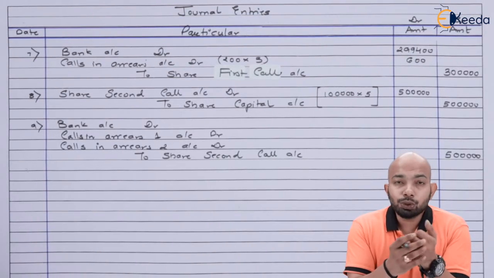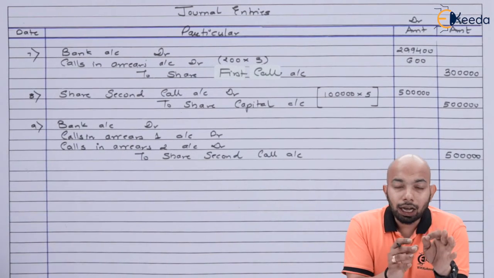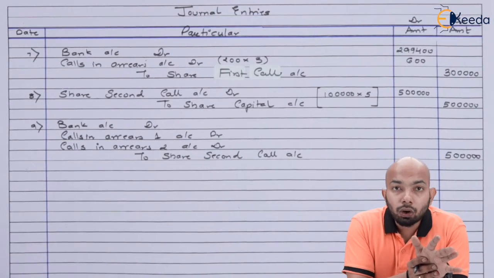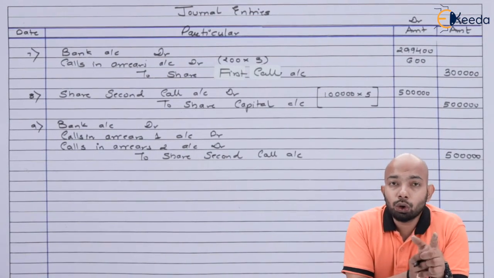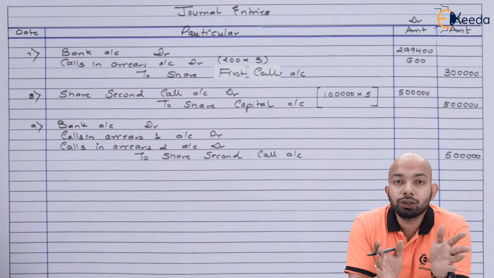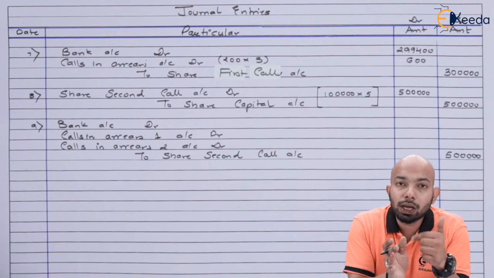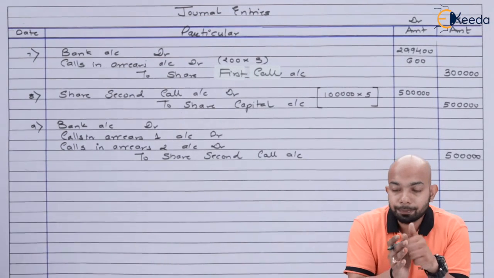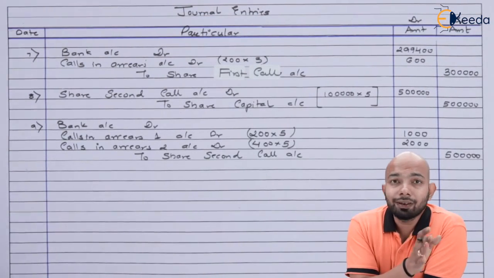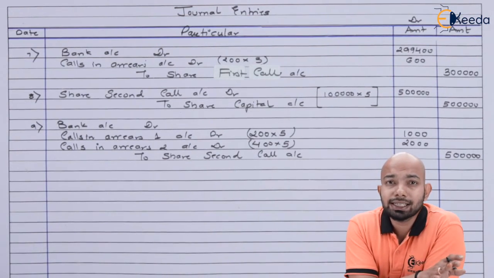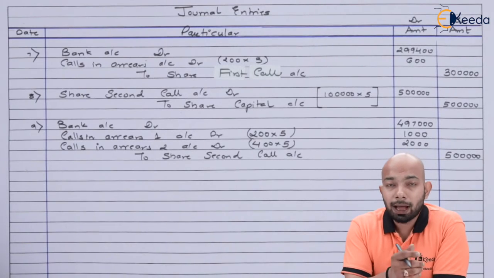So in the entry, we're supposed to receive 5 lakh rupees. Now, John, who has 200 shares, didn't pay up the second call money, and George, who had 400 shares, also didn't pay up the second call money. Hence, in the entry, call scenarios 1 and call scenarios 2 have been debited here. So that means out of 5 lakh, we haven't received 3,000 at all. That means we must have received somewhere around 4,97,000. So that is the receipt in our bank account.